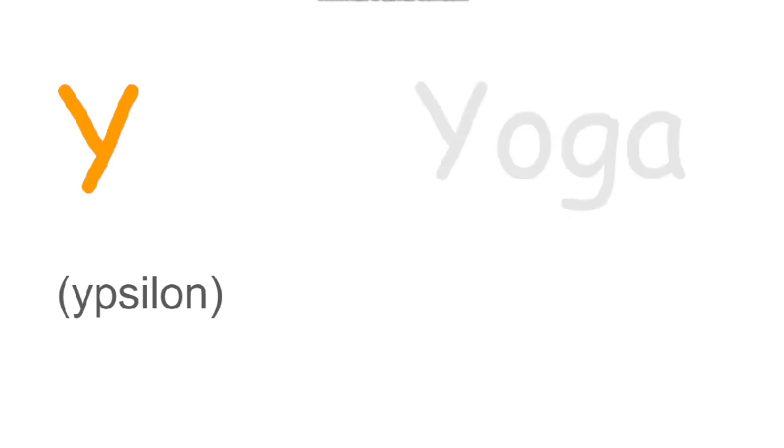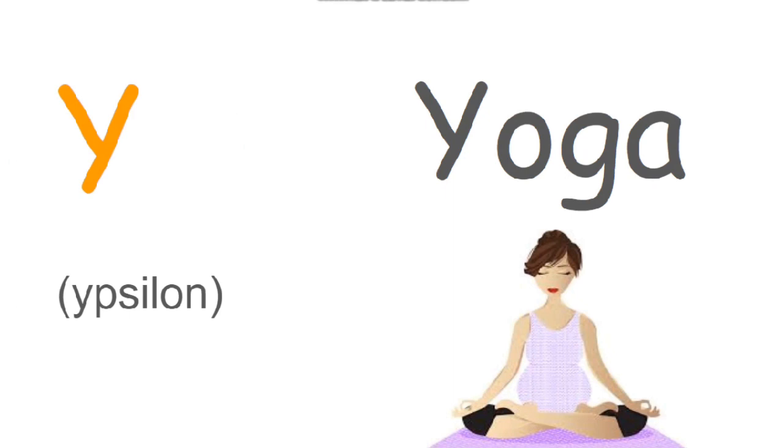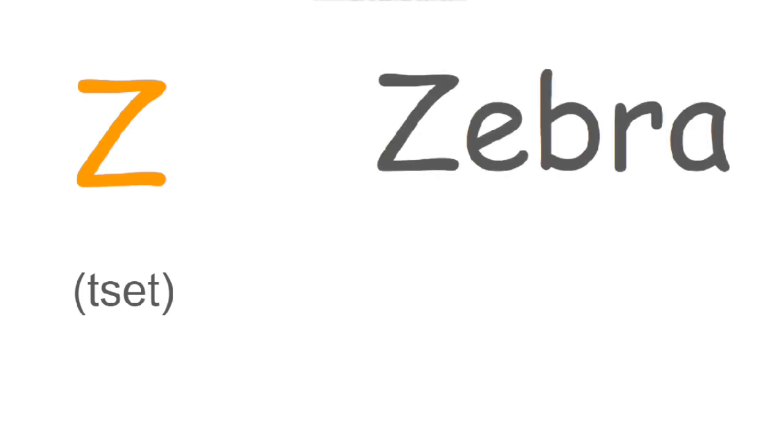Next letter is Y. The German word with the letter Y is Yoga. Yoga. Next and the last letter is Z. The German word with the letter Z is Zebra, Zebra.